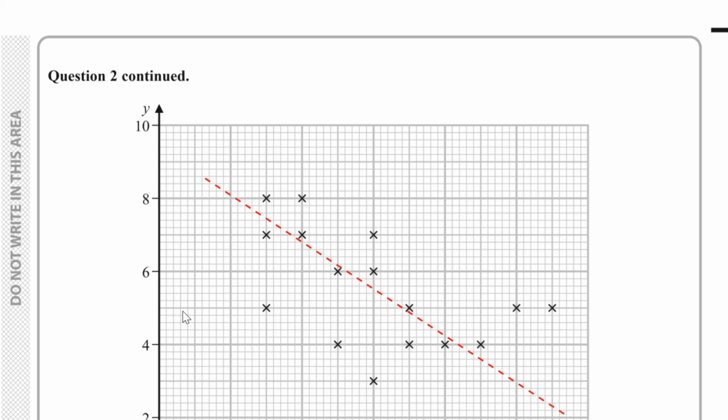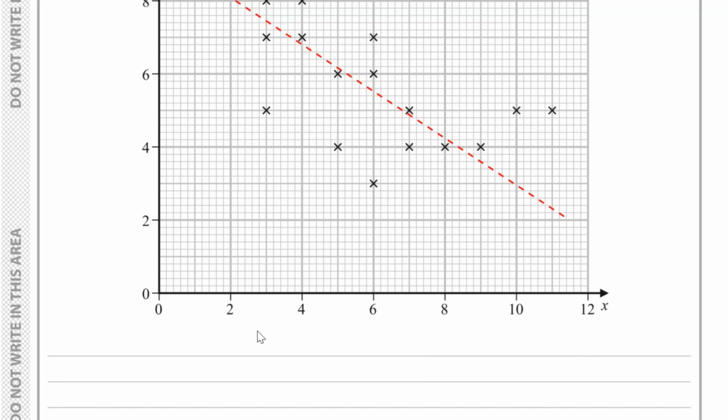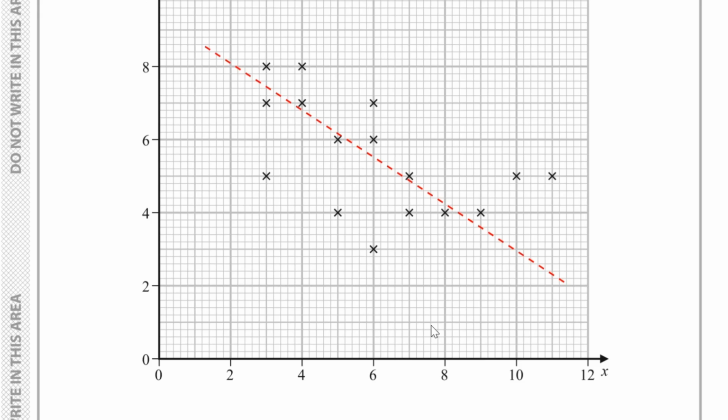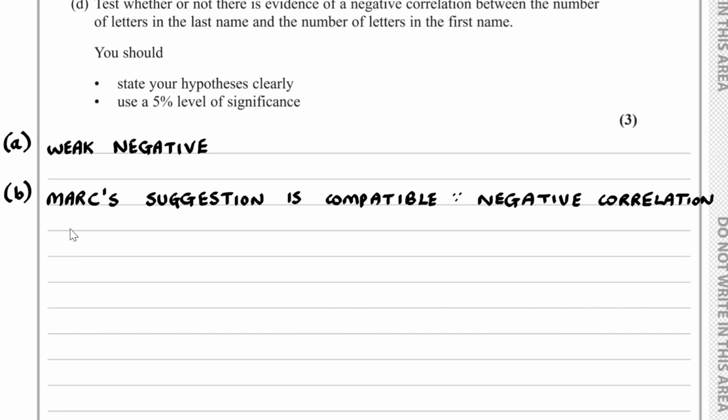Well, let's think about what he is saying. He is saying if we've got long last names, we have short first names. So the longer X is, the smaller Y is. Well, his suggestion would make sense because we have a negative correlation. So Mark's suggestion is compatible because we've got negative correlation.